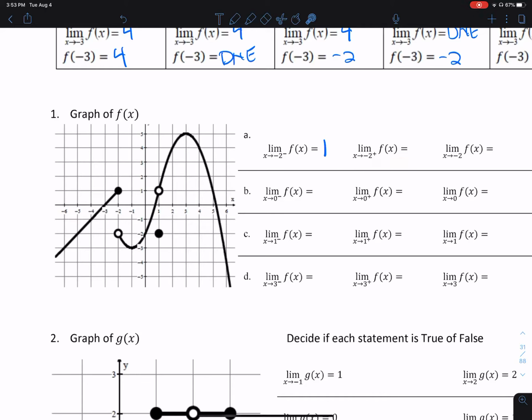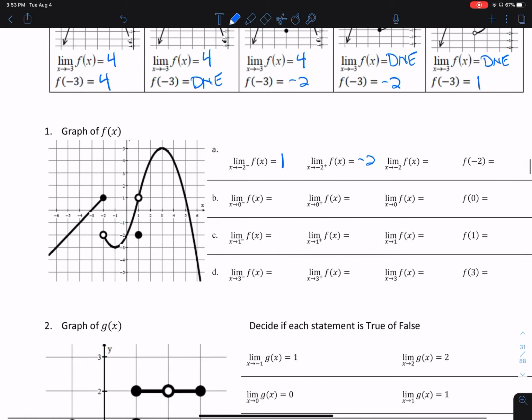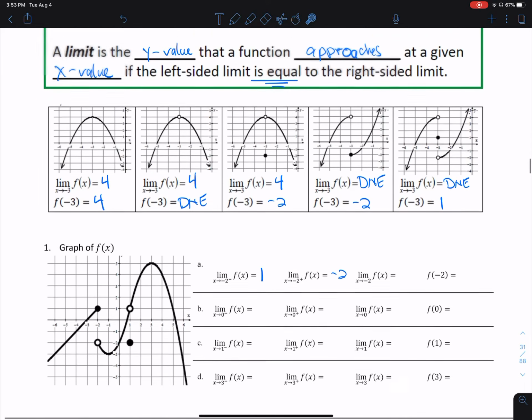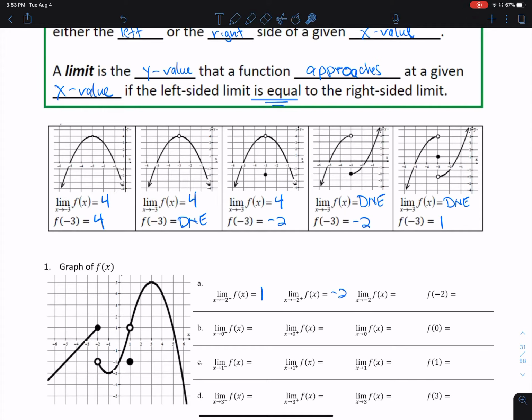This is saying, what does y approach as x approaches -2 from the right? Here's -2. If you approach from the right, the y is getting closer and closer to -2. Now, when it comes time to answer this question, we don't need the graph if we've already answered these left and right-sided limits. Limit existence theorem, which we haven't had yet.